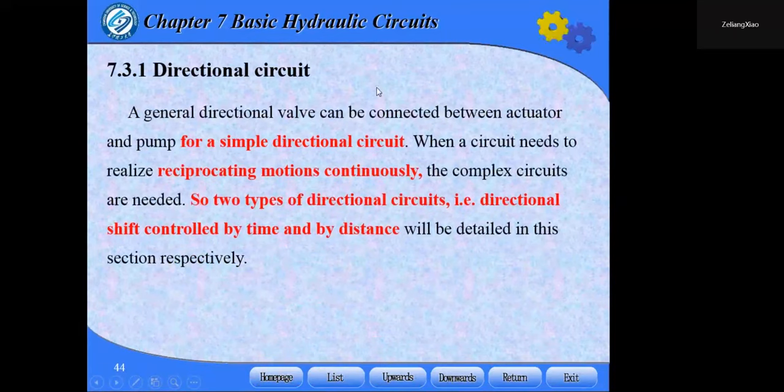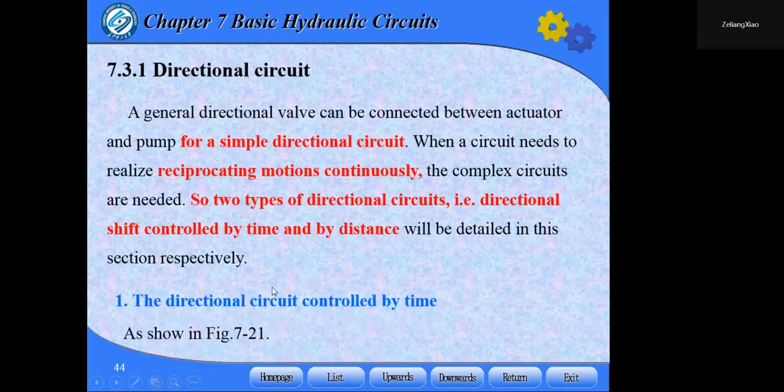7.3.1 Directional circuit. A general directional valve can be connected between the actuator and the pump. For a single directional circuit, when a circuit needs to realize continuous reciprocating movement, complex circuits are needed. So two types of directional circuits, one controlled by time and the other controlled by distance, will be detailed in this section.